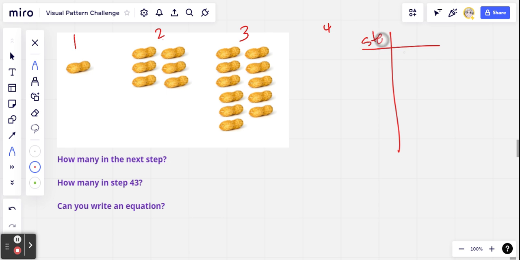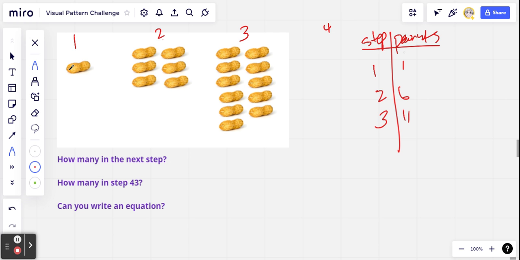So I'll put the step number in a chart and then the number of peanuts. So in step one, we've got 1. In step two, that's 6. And then in step 3, there's 6, 4, 1, 2, 3, 4, 5. So we've added 5 more. So that's 11. I see now.